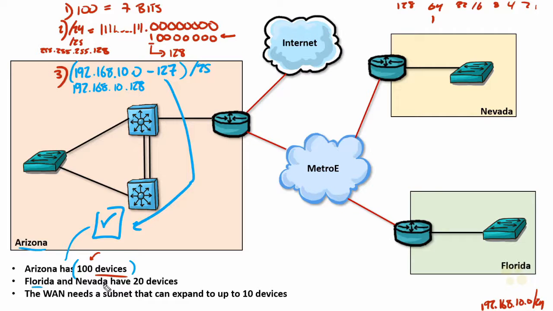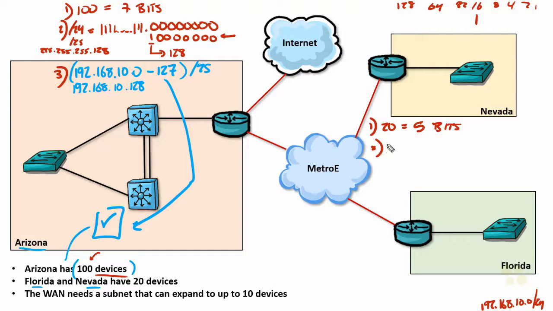Now we move to the next biggest subnets, which is Florida, Nevada. They have 20 devices each. So let's just hop over here. Let me get my red pen back. Okay. I'm back to step one. 20, not 25, 20. That's where my first one goes. So it takes 5 bits to get the number 20, right?